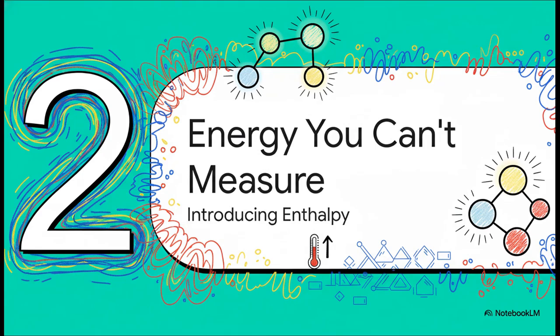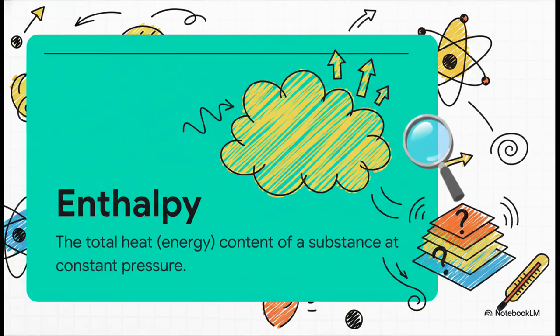Now, to really talk about this like a chemist, we need a name for all that energy that's stored up inside the chemicals to begin with. And that name is enthalpy. It's basically all the potential chemical energy that's locked away inside a substance. But, and this is a big but, there's a huge catch. It's pretty much impossible to measure the total enthalpy of anything.